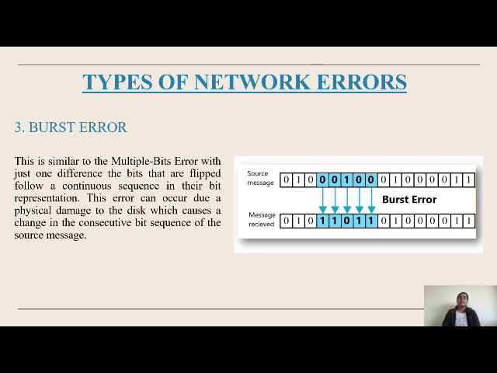Next is burst error. This is similar to the multiple bit error with just one difference. The bits that are flipped follow a continuous sequence in their bit representation. This error can occur due to a physical damage to the disk, which causes a change in the consecutive bit sequence of the source message. So here the consecutive sequence of bits are flipped when the message is received.